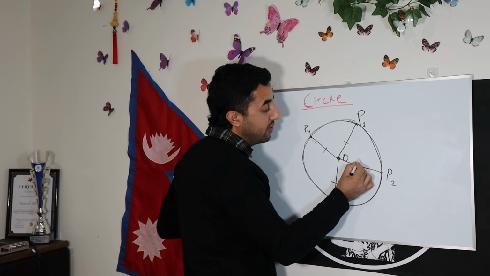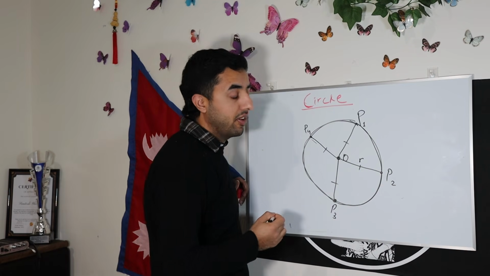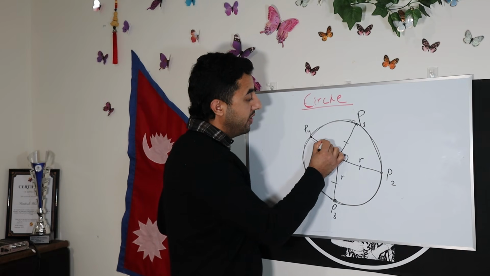This fixed distance is called radius. Fixed distance is called radius. This is radius of circle.